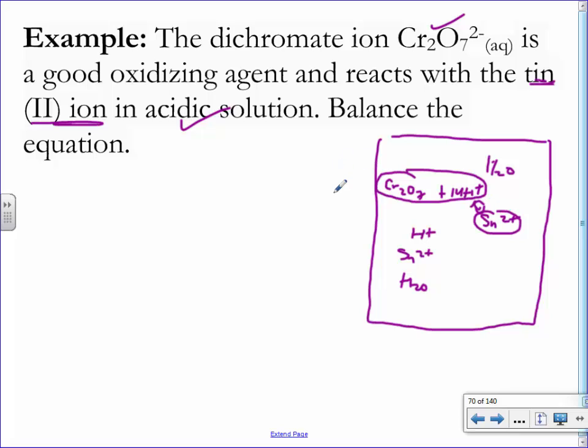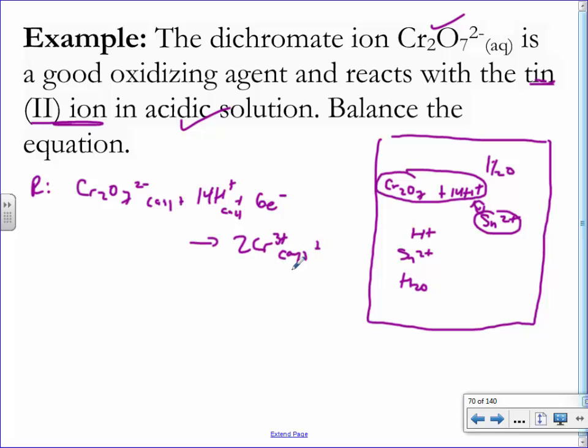So equation 1, the reduction equation, is Cr2O7 2-, and you need one of those. You need 14 hydrogens. You need 6 electrons. That's kind of new. And then this turns into 2 chromium 3+ ions and 7 waters. So this is equation 1.